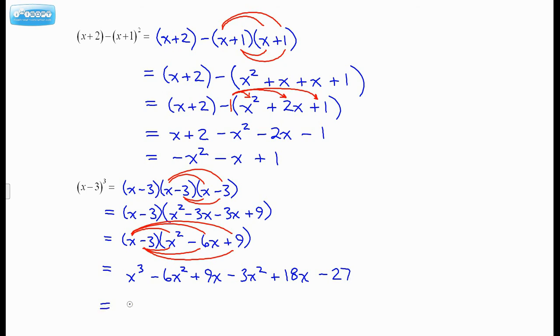Let's combine like terms again. There's my x cubed. Look for x squared terms. There we go. We look for x terms. Aha! This gives me, and I believe we are done.